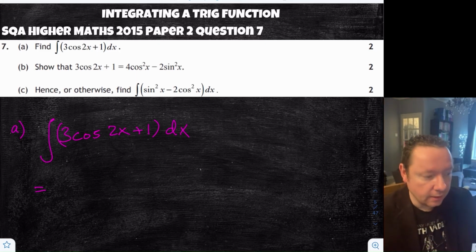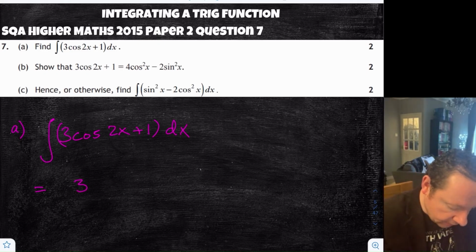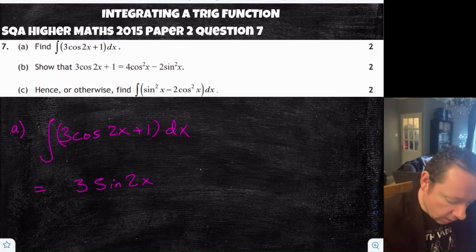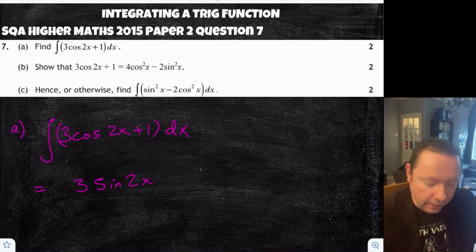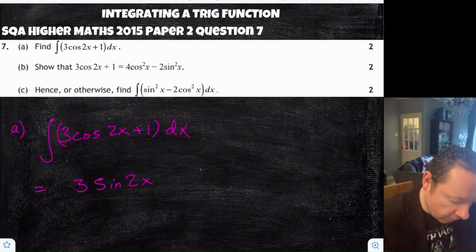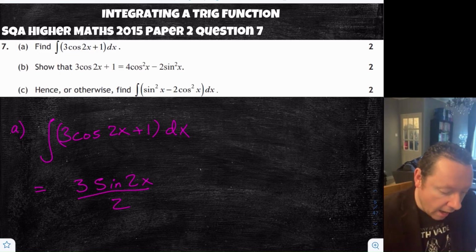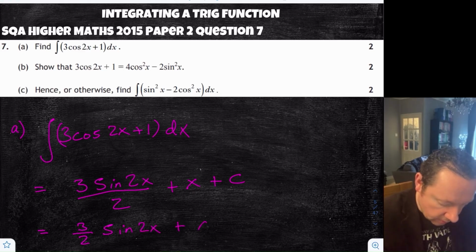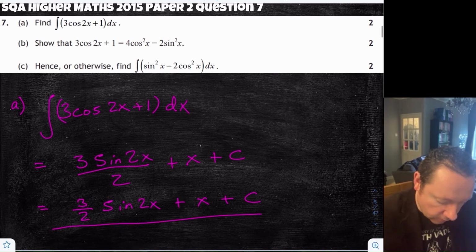So I know what that's going to give me: sine. So we've got 3 sine 2x. The 1 integrates to x, but we'll get there in a minute because you need to be careful here. This is not cos x, it's cos 2x, so the chain rule will apply, so you differentiate 2x to get 2, and you then divide by it. So it's divided by 2. And now I can integrate the 1, so it's plus x, and then I've got a plus c on the end. So just tidying that up a little bit, I could write that as 3 over 2 sine 2x plus x plus c. And we're done there.